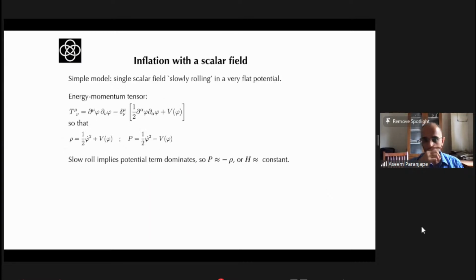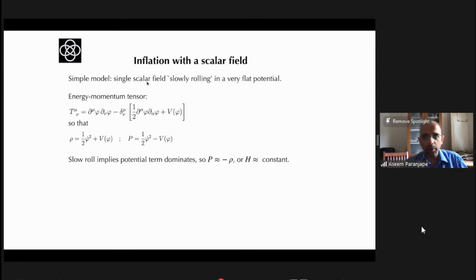And now you can ask, how should I go about doing this? What mechanism can I invoke? And one of the simplest mechanisms that people have worked with is the idea of a single scalar field. Scalar field, just because it is simpler than a vector field. Vector fields we are used to in particle physics. Scalar fields are simpler to handle. And now we also know that at least one scalar field exists in the universe. This is the Higgs boson. Okay, and in fact, there are models of inflation which try to use the Higgs boson as the inflaton field.